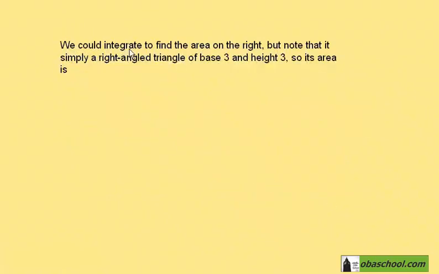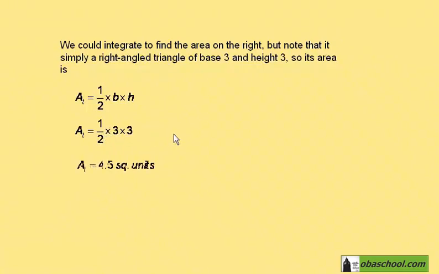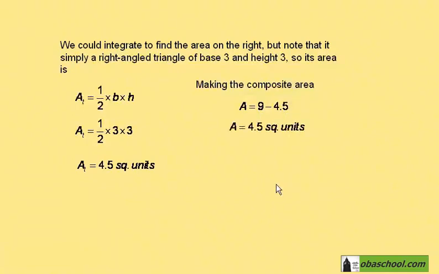We could integrate to find the area on the right, but note that it's simply a right-angled triangle of base 3 and height 3, so its area is a half times base times height, which is a half times 3 times 3, which is 4.5 square units, making the composite area 9 take away 4.5, which is 4.5 square units.